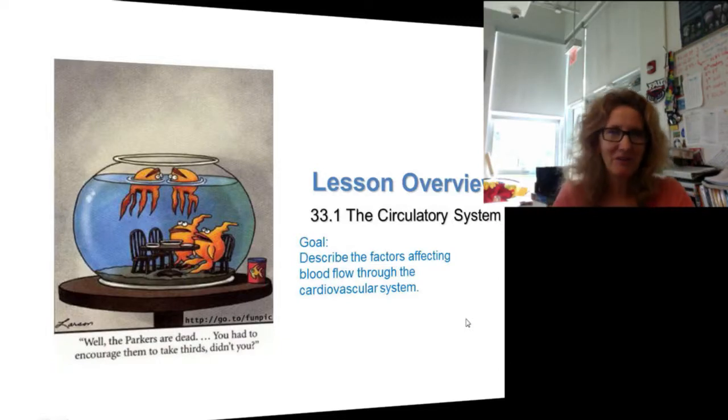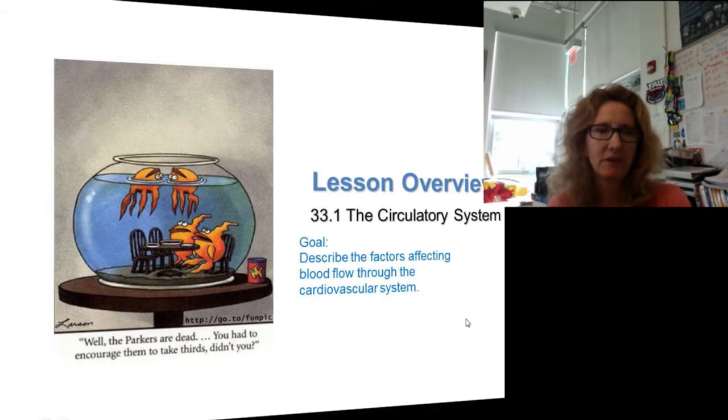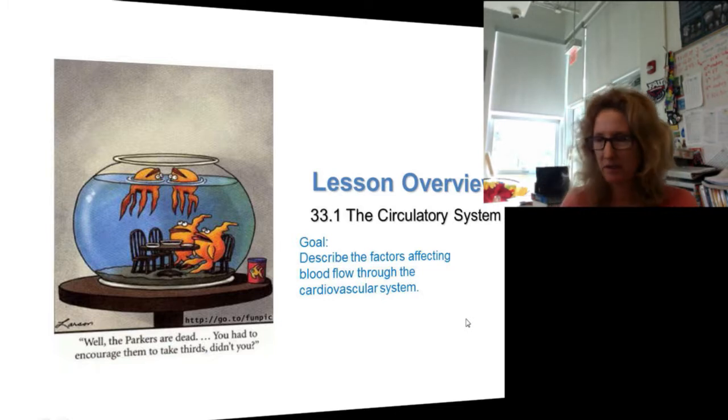Right, well, welcome to Chapter 33. We're going to talk about the circulatory system with this lesson. So the goal is to describe the factors affecting blood flow through the cardiovascular system.